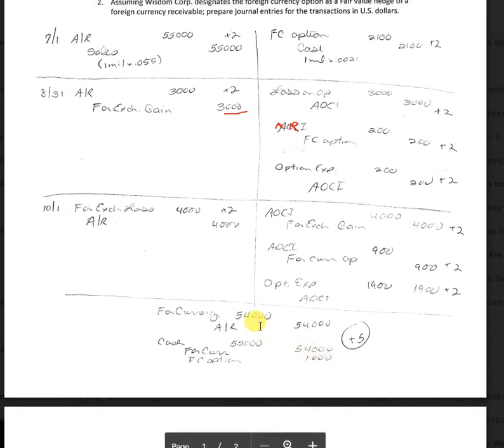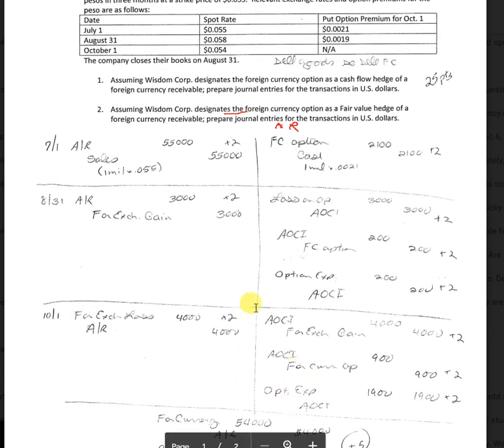So in the end, I should have the foreign currency at 0, the accounts receivable at 0, and the option at 0. If this were a fair value hedge, I would just need the middle one, and I take it to a loss and a loss there.